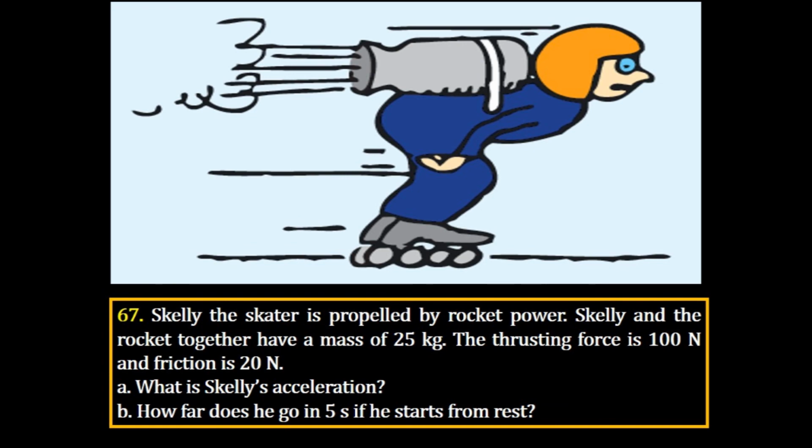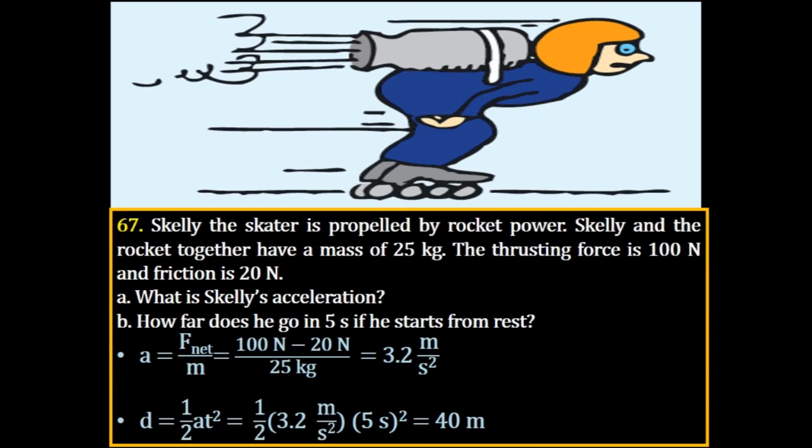Skelly is 25 kilograms. The thrusting force is 100 newtons and the friction is 20. So the acceleration is going to be 3.2 meters per second squared. And the distance is going to be 1/2, because it's going to go from rest, 1/2 times 3.2 times 5 seconds squared, which is 40 meters. Okay, so that's 40 meters.